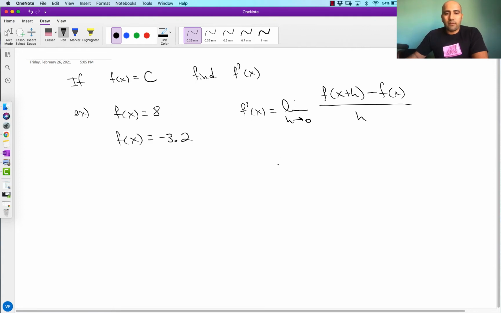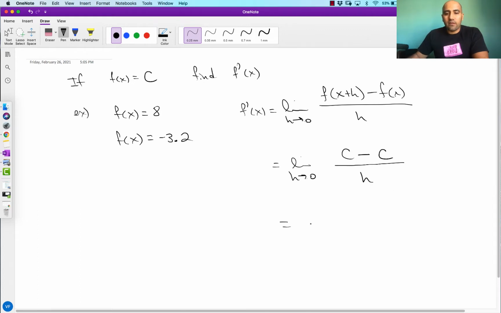So the derivative is going to be equal to the limit as h goes to 0 of what is f of x plus h going to be when f is just the constant c. When the function equals a constant, it means that no matter what the input is, the output is always just c. So this is just going to be c minus c, right? Doesn't matter what x is, the output is c. Doesn't matter what x plus h is, the output is c. And that'll go over h.